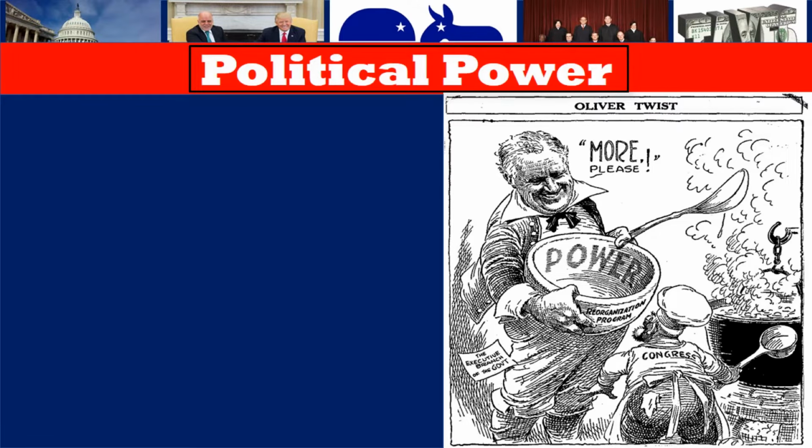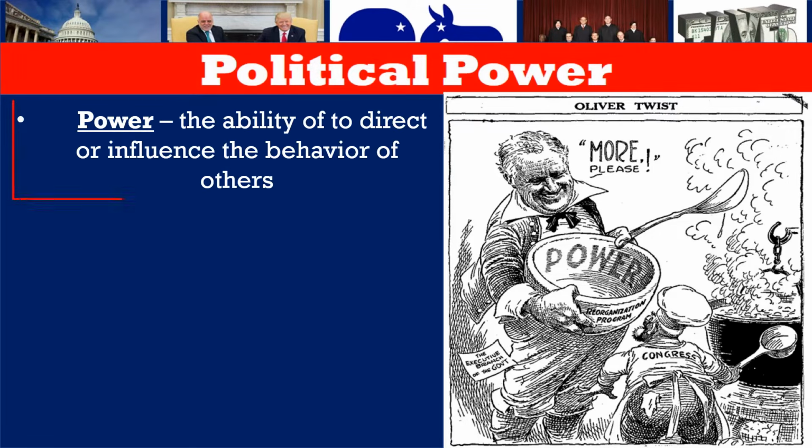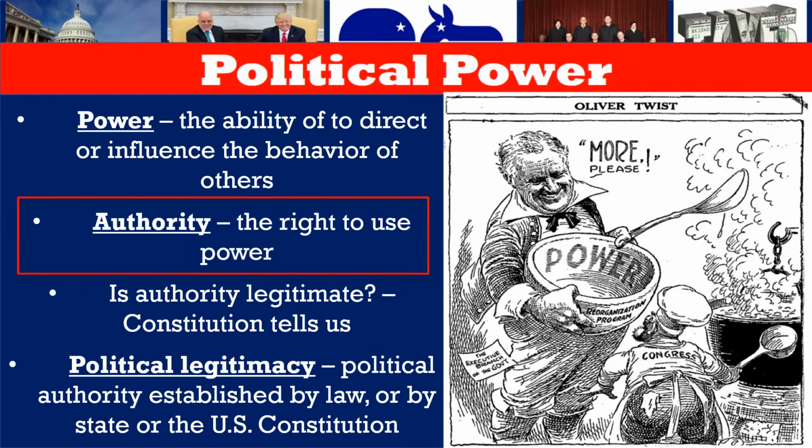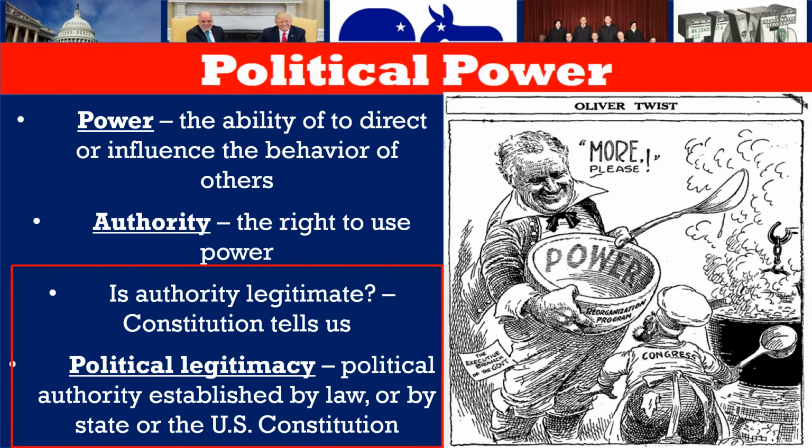So let's get some definitions. Power is the ability to direct or influence the behavior of others. Authority is the right to use power. And with authority, we must think about whether it's legitimate. Political legitimacy is political authority established by law or by state and U.S. constitutions.